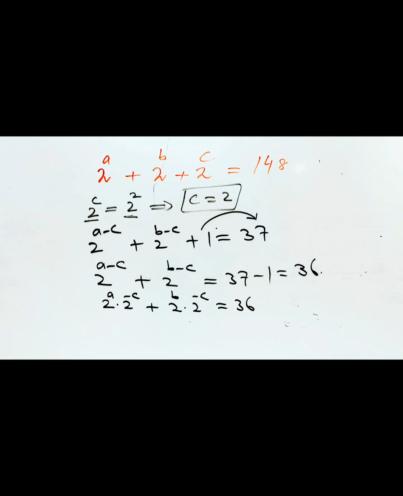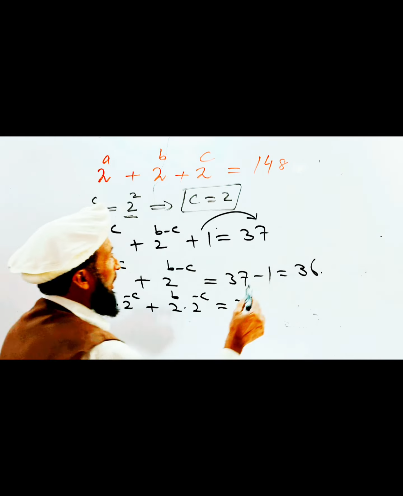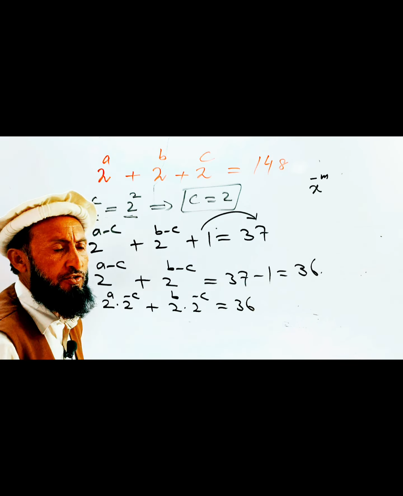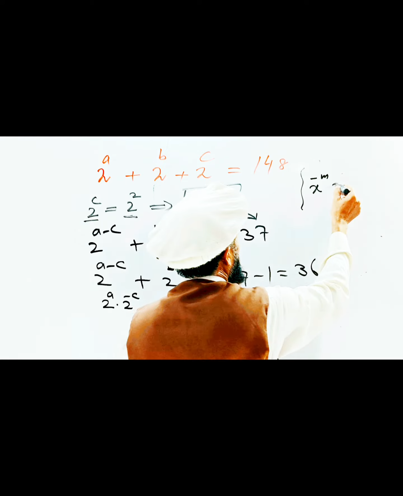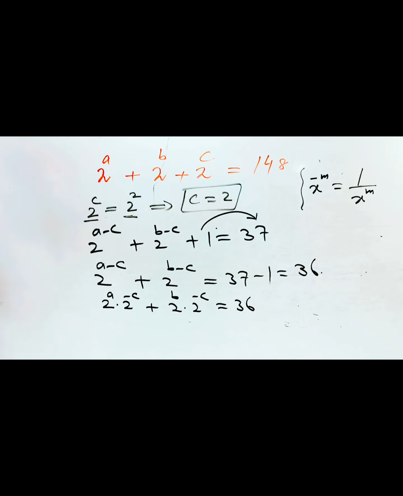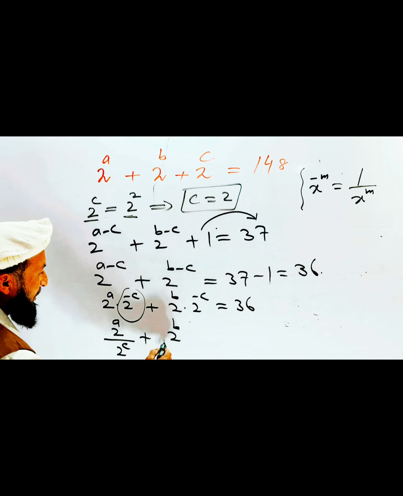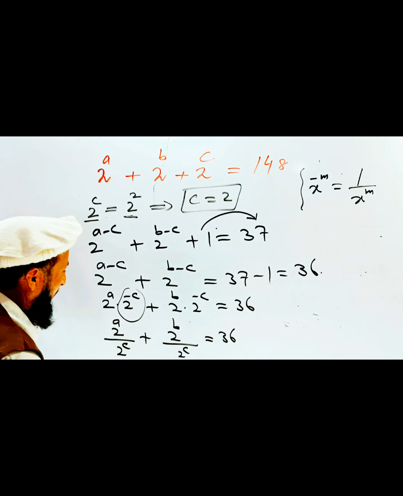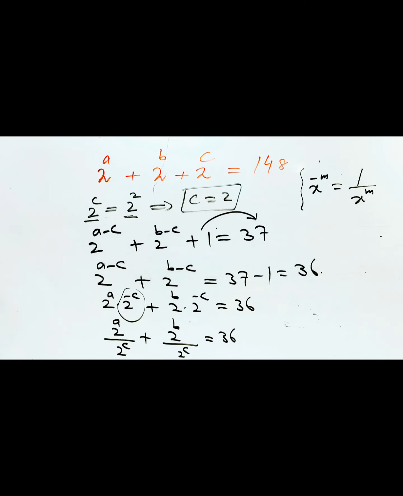Further, now we change this according to the rule of x exponent of minus m, we change it into the positive form, so we can write x^m. According to this rule, we are changing the value: 2 exponent of minus c, 2^a divided by 2^c plus 2^b divided by 2^c is equal to 36. Now we have already found the value of c.